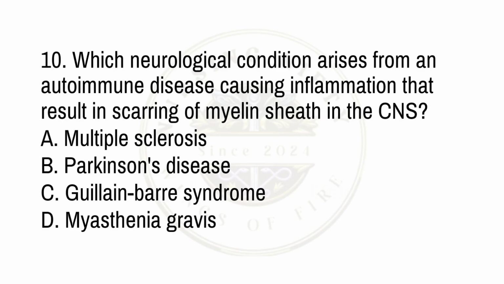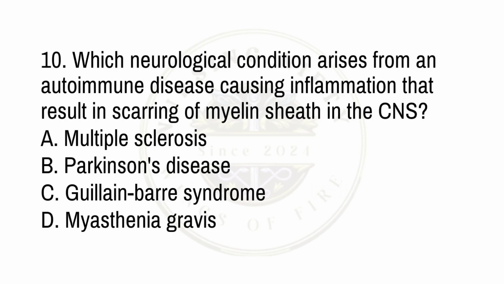Question number 10. Which neurological condition arises from an autoimmune disease causing inflammation that results in scarring of the myelin sheath in the CNS? Options: option A, multiple sclerosis, B, Parkinson's disease, C, Guillain-Barré syndrome, and D, myasthenia gravis. So here the right answer is option A, multiple sclerosis.